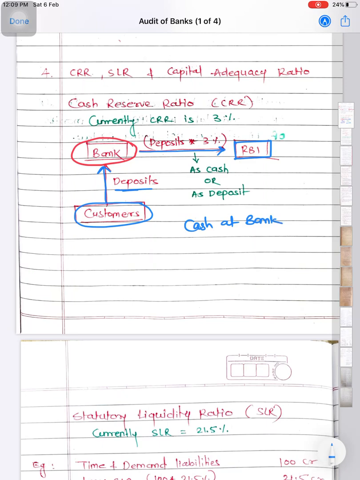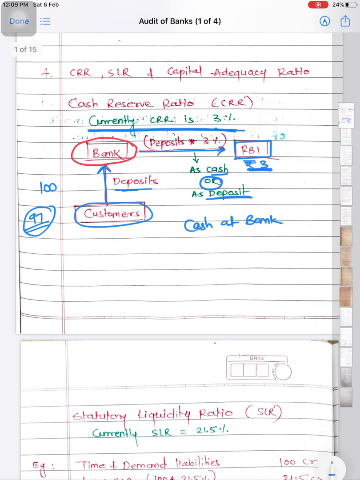Currently the rate of CRR, that is cash reserve ratio, to be maintained by the banks is 3%. So I have taken the example of 3%. Let's say the bank has received a deposit of 100. Out of that 100, 3 rupees the bank will keep with the RBI, and the remaining 97 will be available to the bank. The 3 rupees can be kept as cash or as deposits. So these two forms are allowed to maintain the CRR balance.